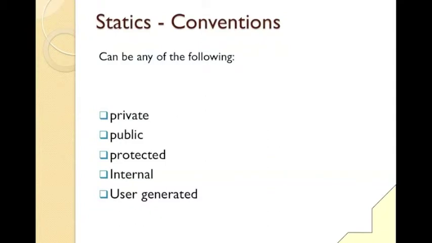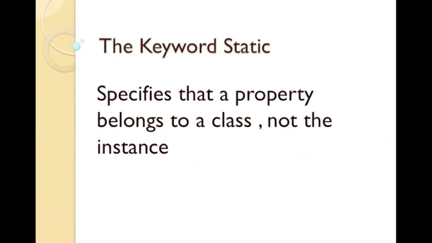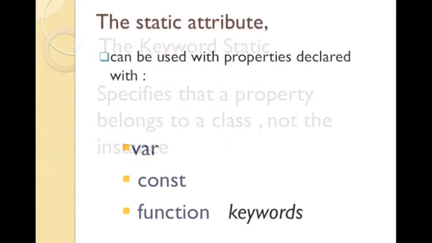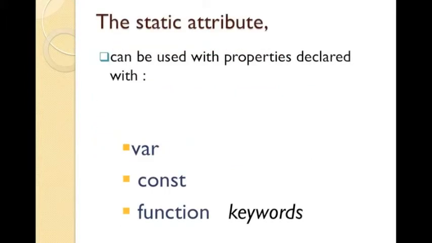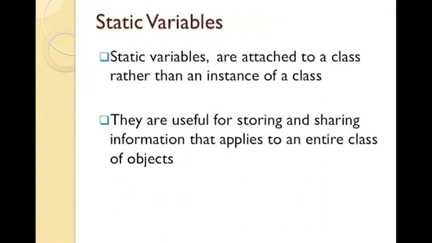Statics can be private, public, protected, internal, or user-generated. The keyword static specifies that a property belongs to a class, not the instance. And that's why we're not using the keyword this. The static attribute can be used with properties declared with var, const, and function, and an instance of the class. They are useful for storing and sharing information that applies to an entire class of objects.